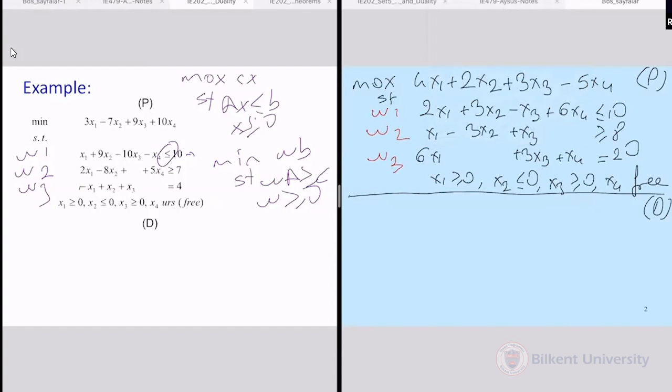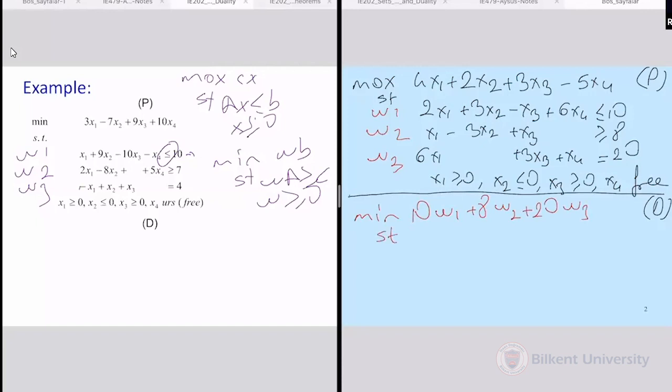Now we're going to take the dual. So the objective function is, now let me write, this is the canonical form on the left side. You can always see, right? This is a max problem. So the dual will be a minimization problem. Minimize WB. It will be minimizing 10W1 plus 8W2 plus 20W3. This is my objective function in my dual, right?